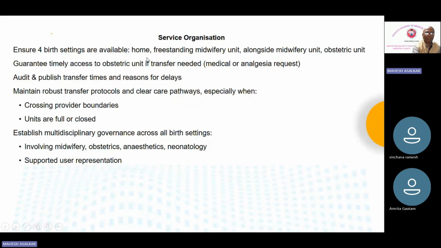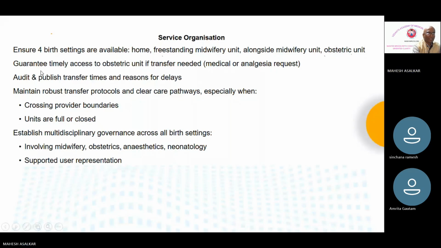The first option is home birth. Here the community midwife will take care. This is a freestanding midwifery unit, which means the unit is completely managed by the midwife only. It does not have an obstetric unit associated. While an alongside midwifery unit has an obstetric unit attached to it. It may be in the same building, with one obstetric unit and one midwifery unit, so whenever there is a transfer, it is very easy. Here there will be ambulance transfer. So these are the 4 different types of birth settings available in the UK.